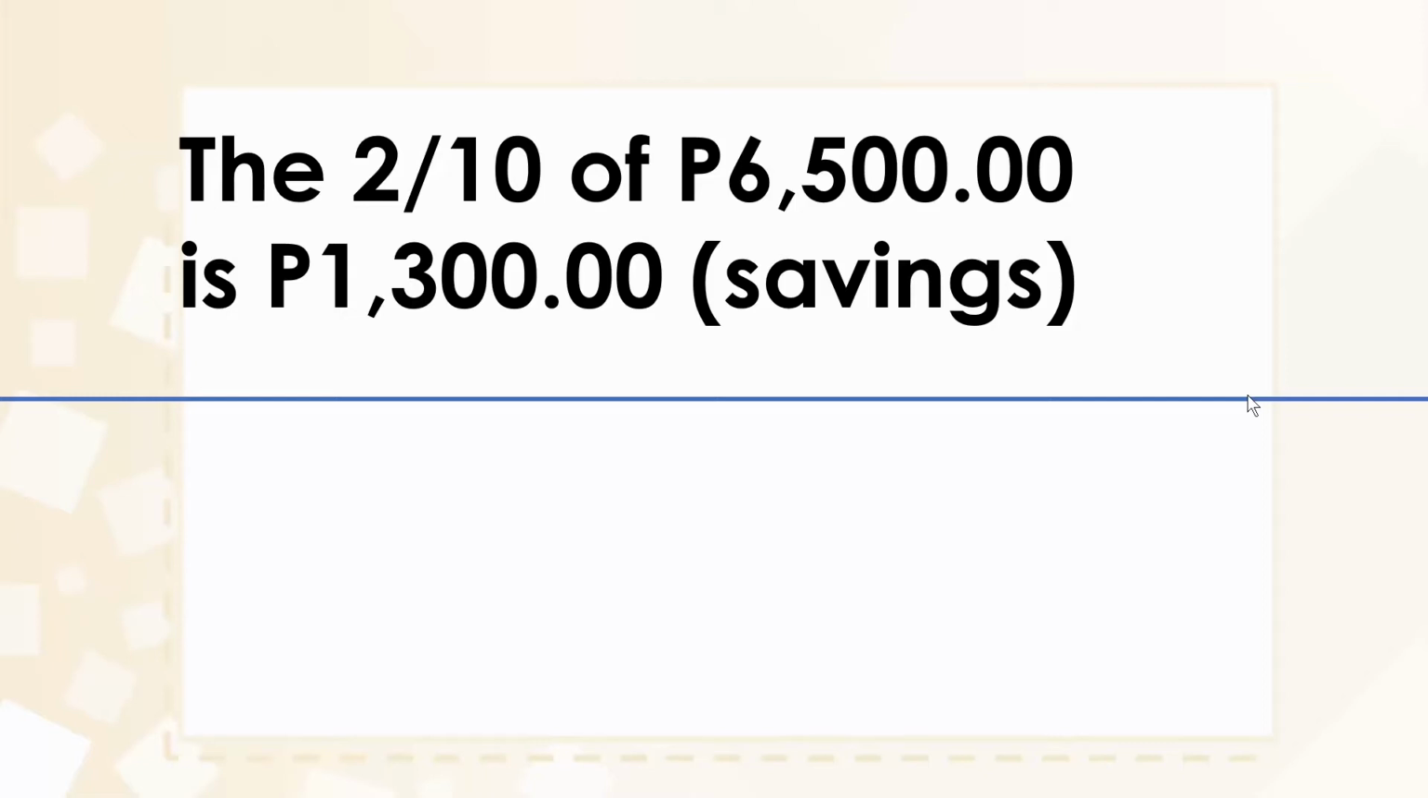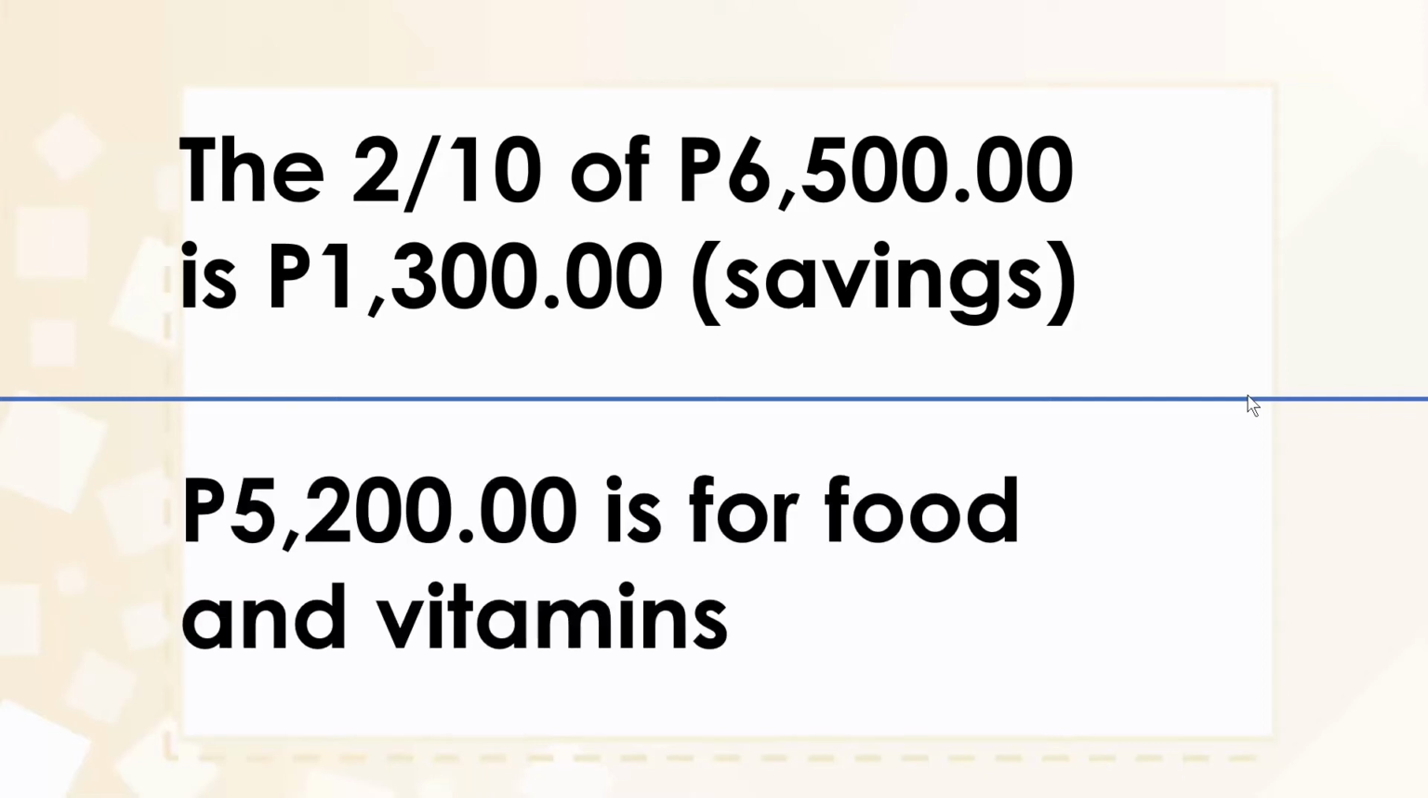How about the amount of money to be spent for food and vitamins? We simply subtract 1,300 from 6,500. So 6,500 minus 1,300 is 5,200. So the amount for food and vitamins is 5,200 pesos. We did it! Good job!